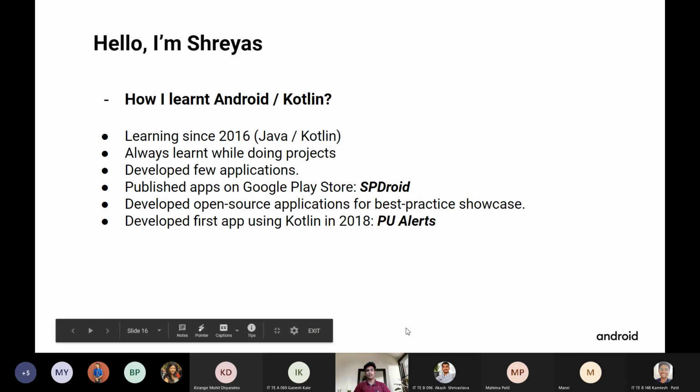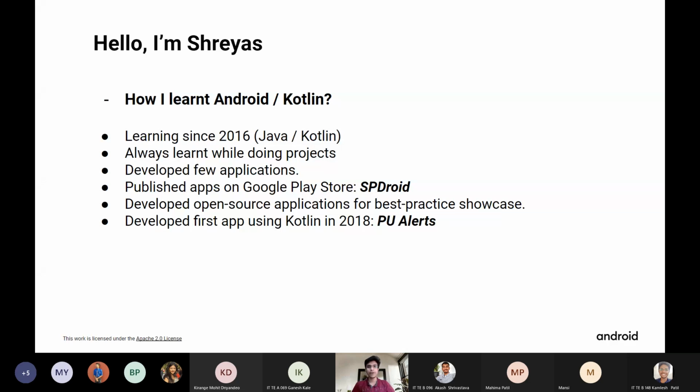I would also like to share how I started learning Android and Kotlin. I have been learning since 2016, when I was a diploma student. I was a diploma first year student, and at the time the C programming language was being taught to us academically. So I started learning Java side by side, and I always learned while doing projects. I never did any course or followed any path. I directly picked a project and started working on it, and I always learned all concepts by working directly on projects.